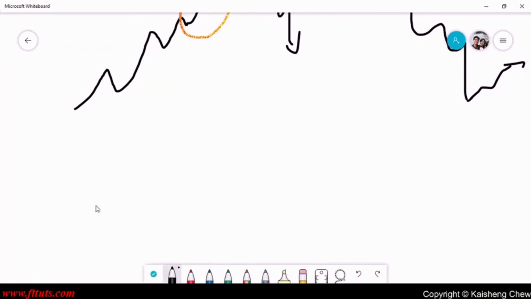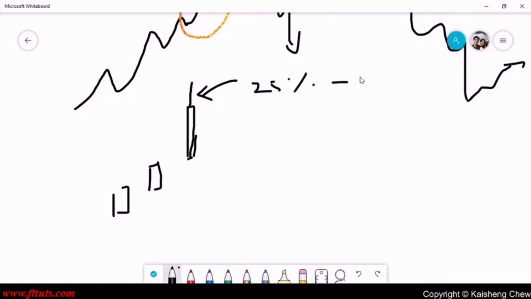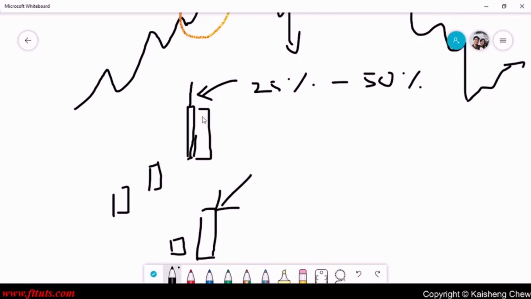First, this is an uptrend. We need to have a big candlestick bar pushing upward, then have the wick here. This wick needs to be about 25% to 50% of the body. And the volume also needs to be high, ultra high volume compared to the previous one.